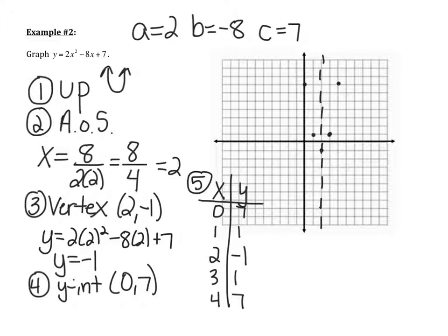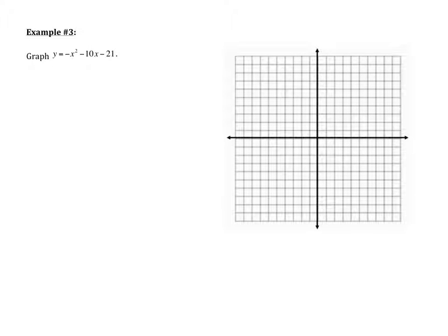So to complete our graph now, we'll do one continuous smooth line connecting these 5 points to make our parabola. And there we have the graph of the parabola that represents y equals 2x squared minus 8x plus 7. Let's do one more example. So here's example number 3.